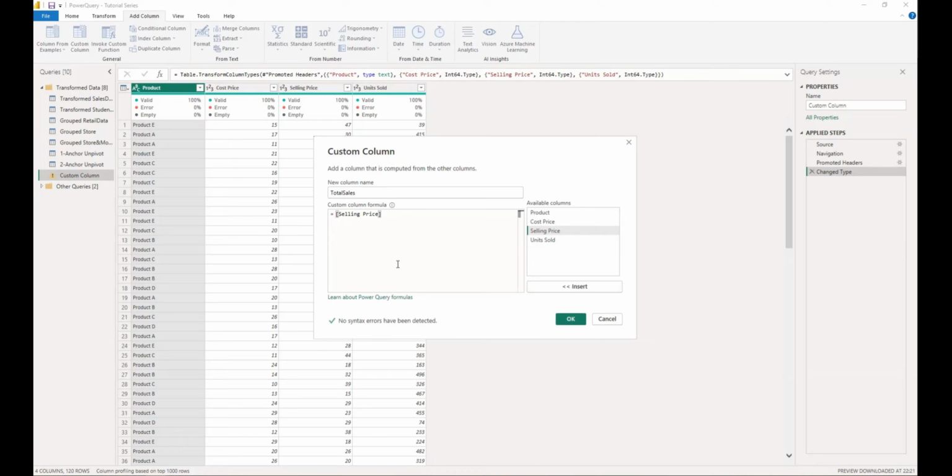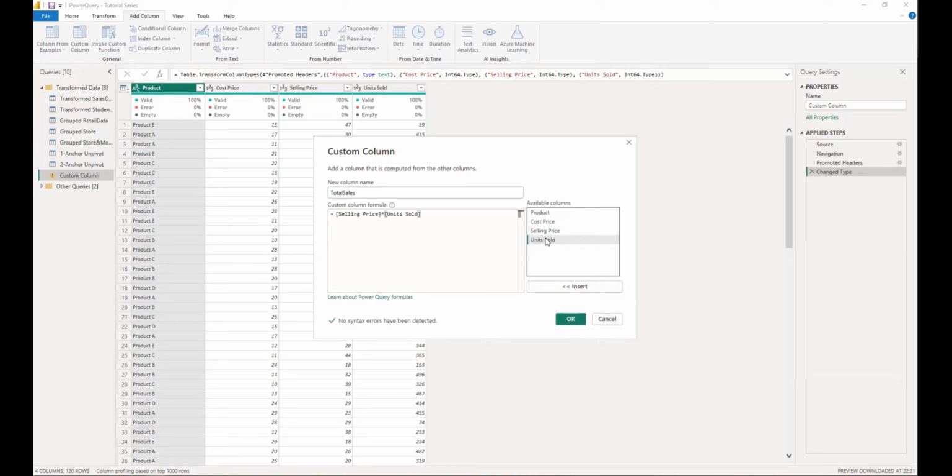So our selling price times what? Times the units, times the units sold. That's our total sales, right? So we can include this. So I can double click again.